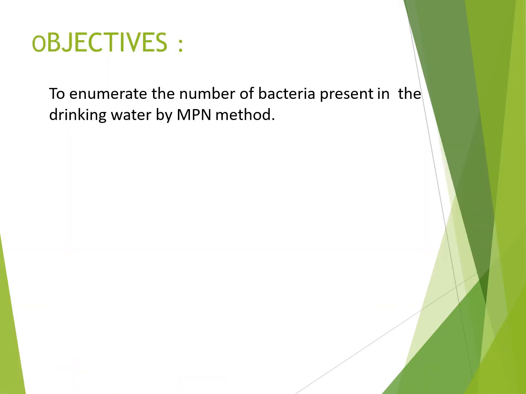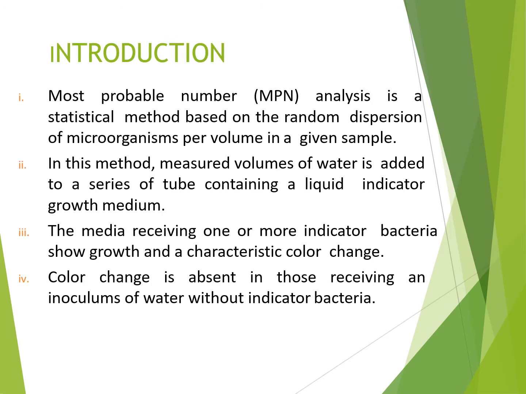Today's objective is to enumerate the number of bacteria present in the drinking water by MPN method. So most probable number or MPN analysis is a statistical method which is based on the random dispersion of microorganisms per volume in a given sample of water.